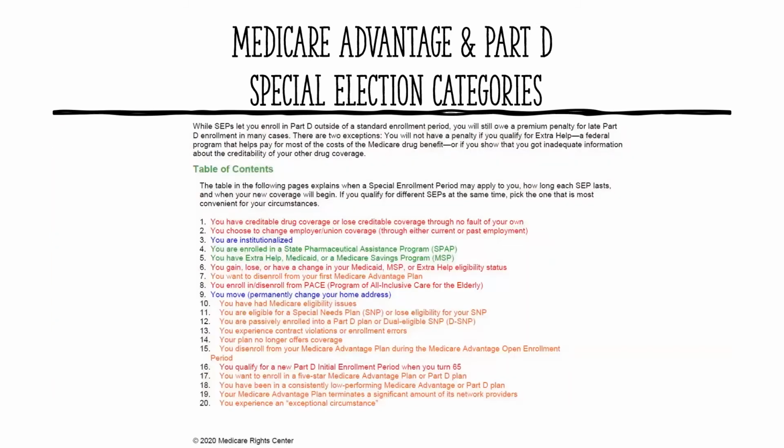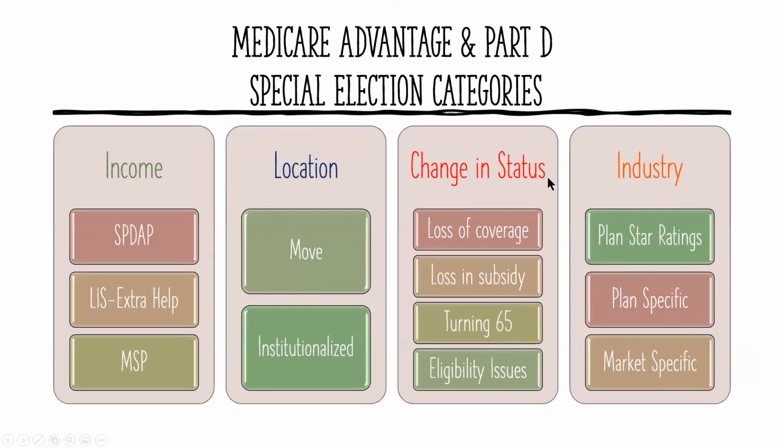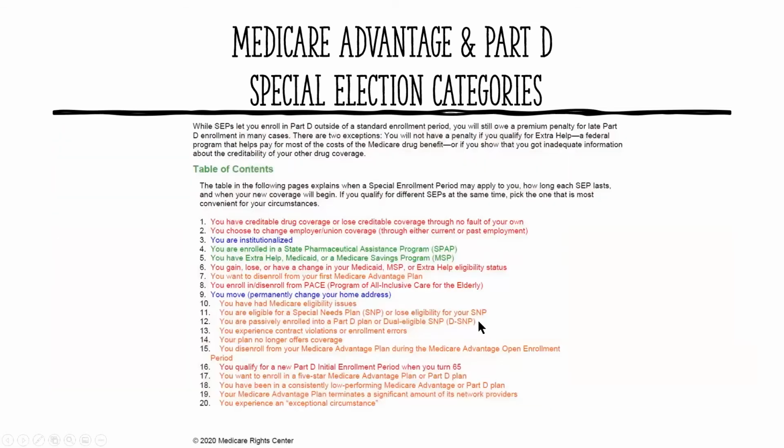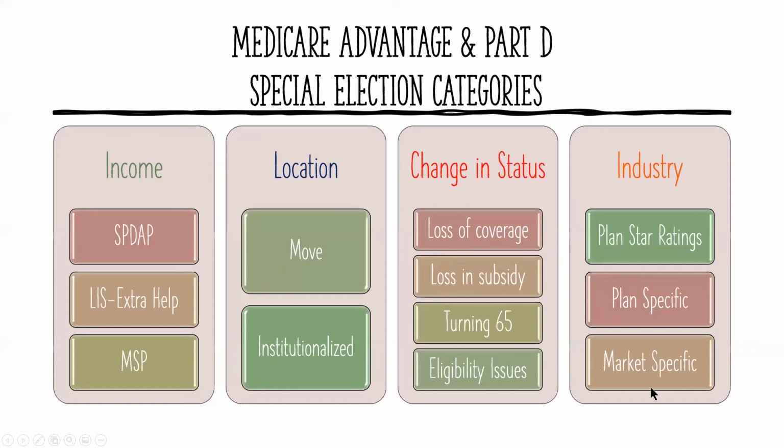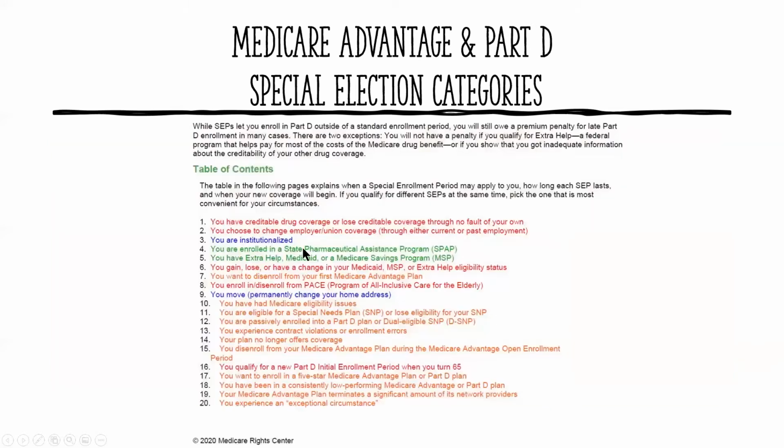Now the document I referenced is going to look like this. The Medicare Interactive PDF. Now, it's not going to look exactly like this. This is all going to be in black. What I did was color code the special elections based upon the color code up at the top here. So the income related special elections are in green. The location changes are in blue. Okay, so that just gives you an idea.